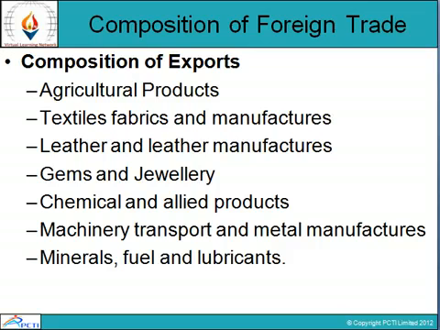Next topic is composition of foreign trade. Under this, we will study composition of exports as well as composition of imports. So coming towards the composition of exports, there are agricultural products, textile fabrics and manufactures, leather and leather manufactures, gems and jewelry, chemical and allied products, machinery, transport and metal manufacture, mineral fuel and lubricants. So let us first understand what is exactly the composition of exports.